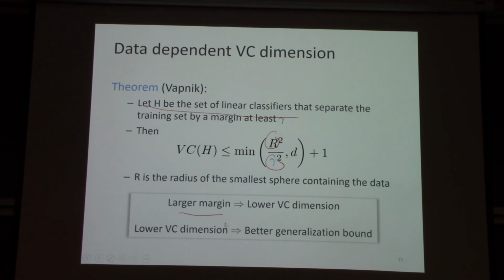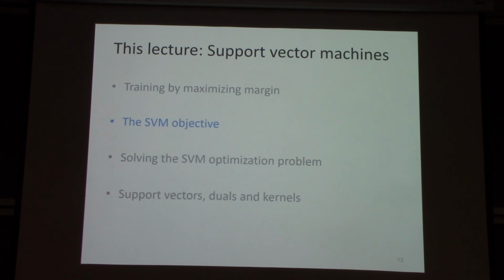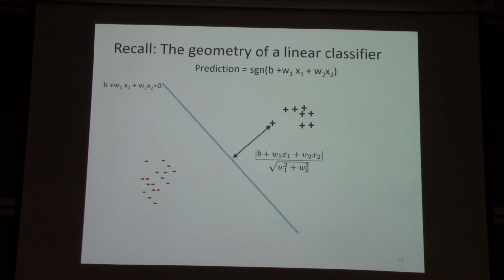Support vector machines are a set of classifiers that have been trained to minimize margins. That's going to give us our learning strategy. Okay? But that's just a vague idea. Let's try to make this more formal. How do you maximize the margin?